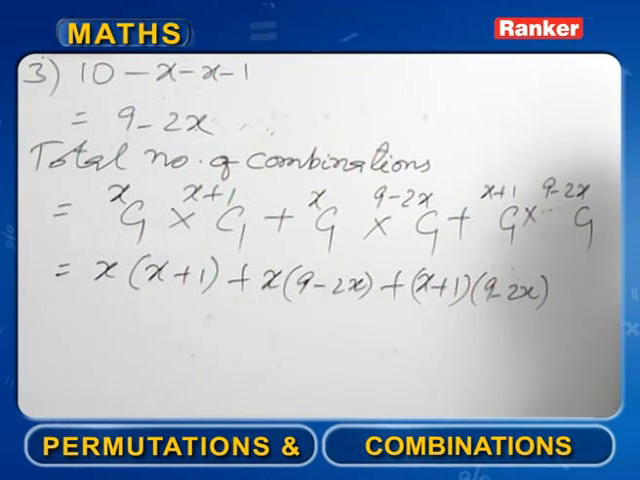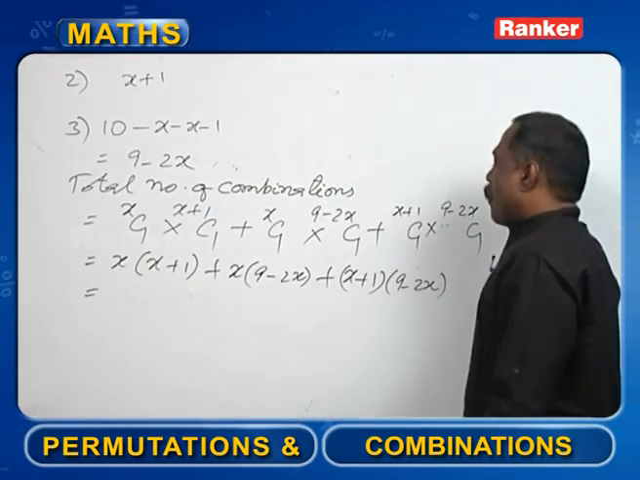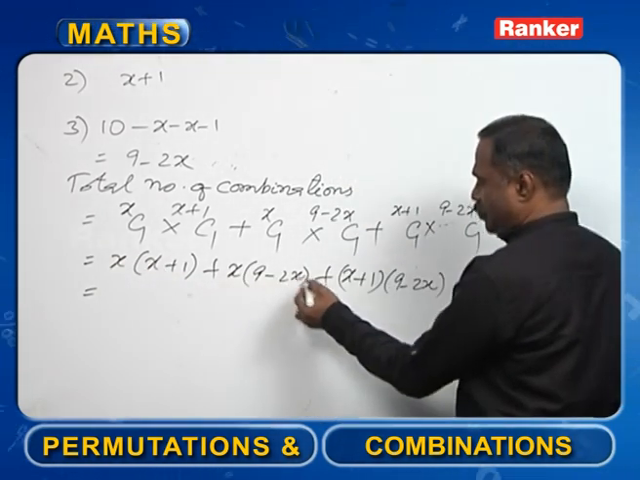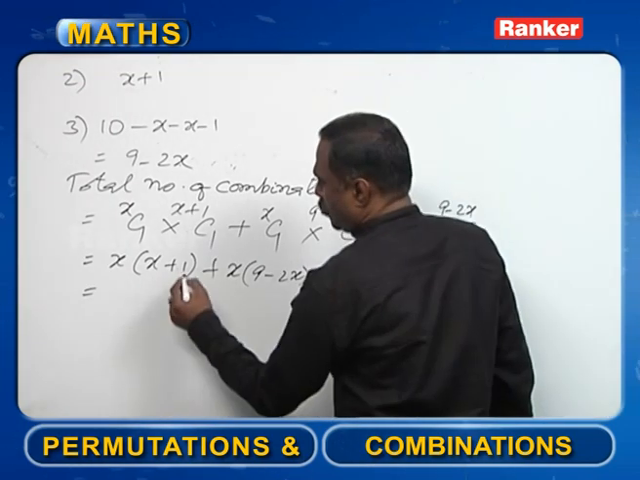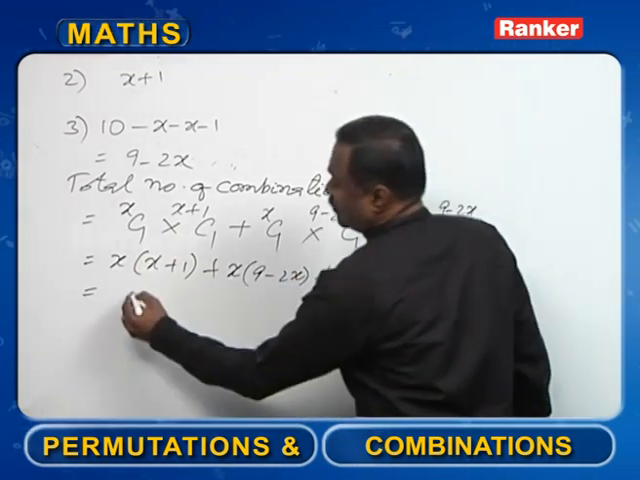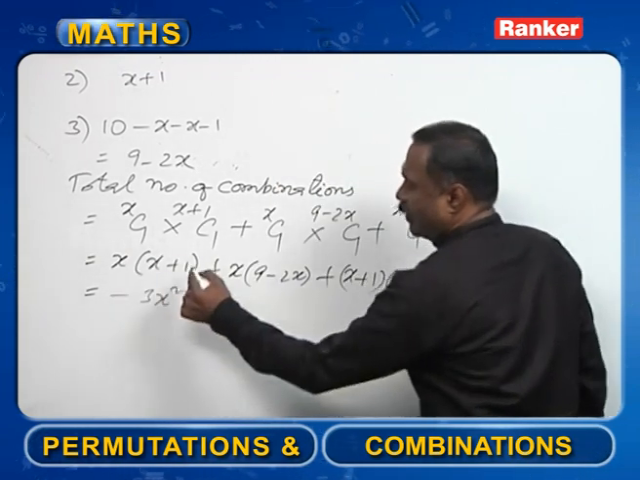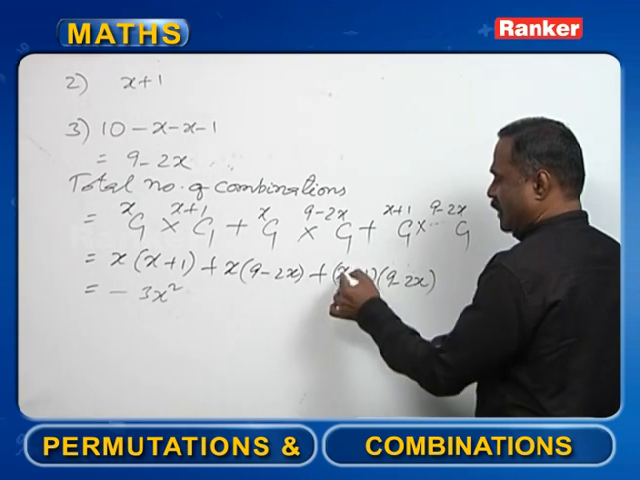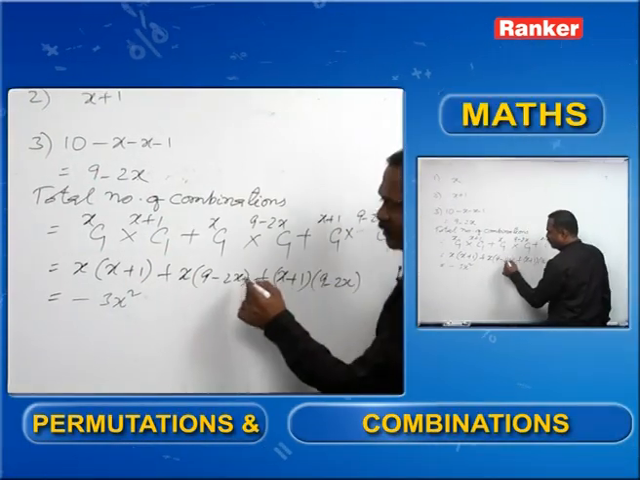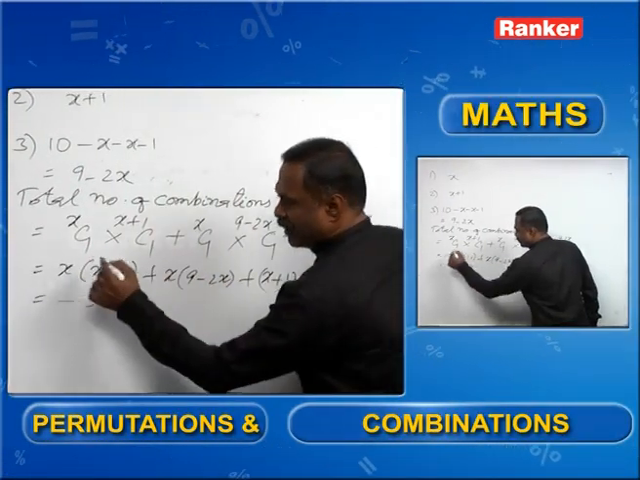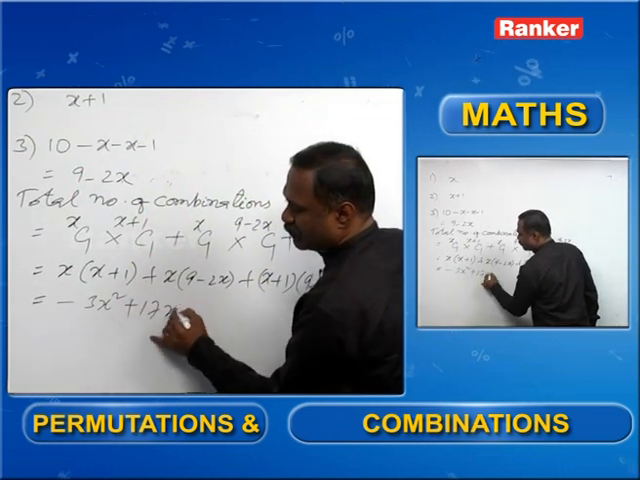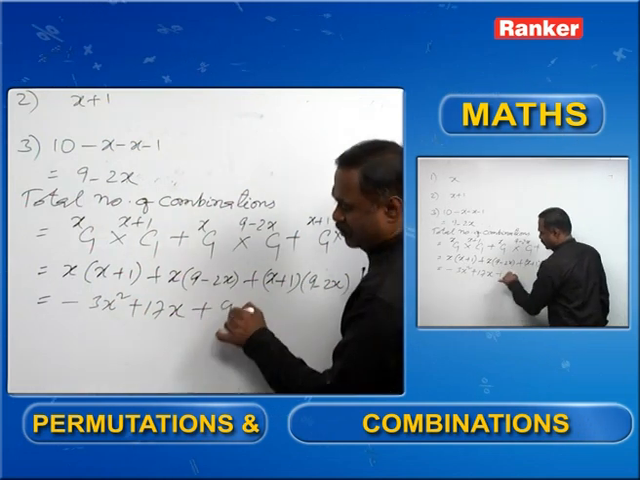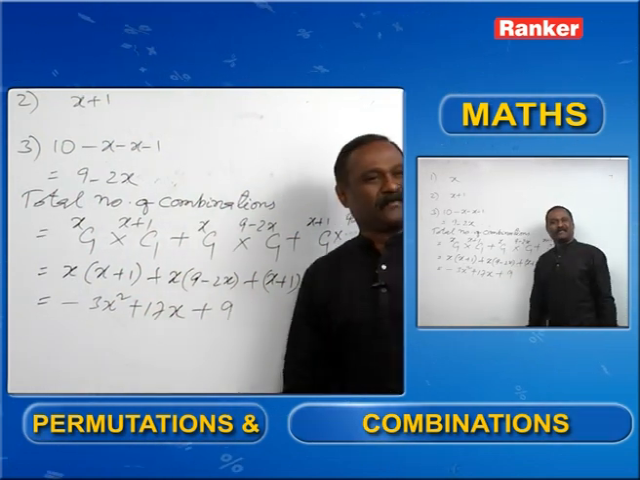Now you can simplify this. X square minus 2X square minus 2X square, it is nothing but minus 3X square, and plus X plus 9X plus 10X. This is minus 2X plus 9X plus 7X, 7X plus 9X is 16X, 16X plus X is 17X. And the constant, where is the constant here? This is 9. This is the expression we have got.